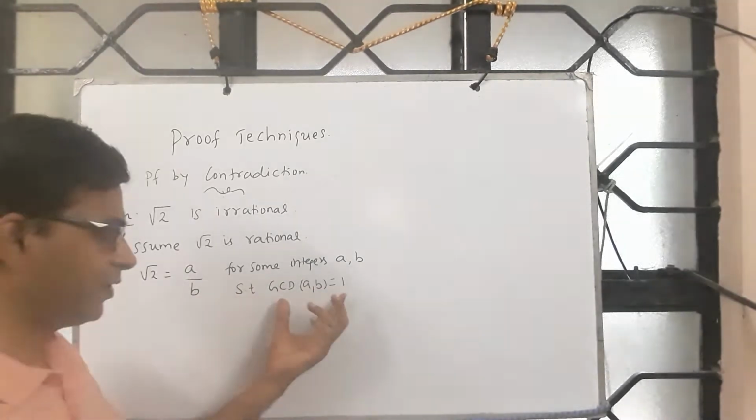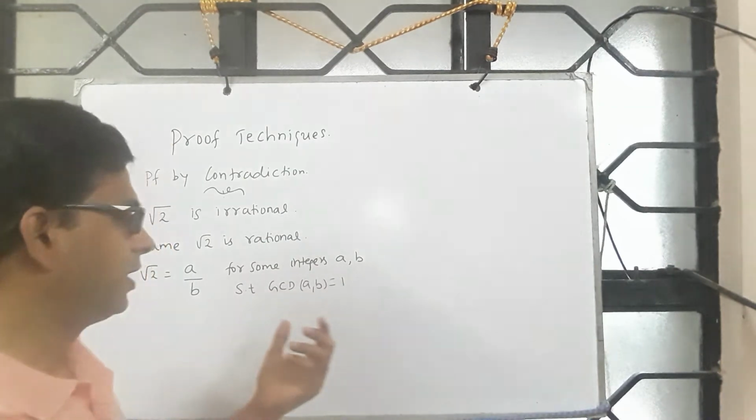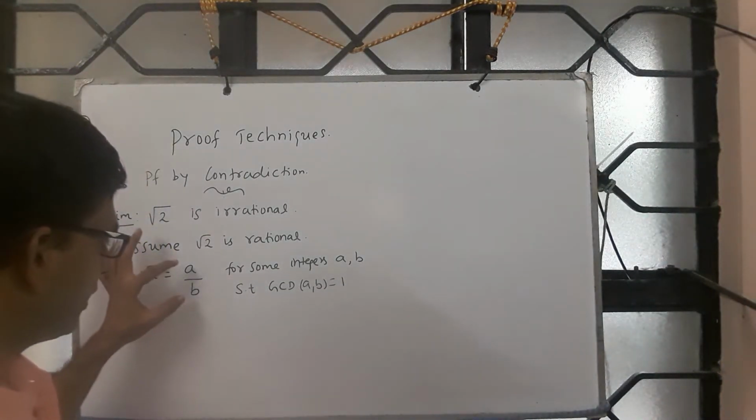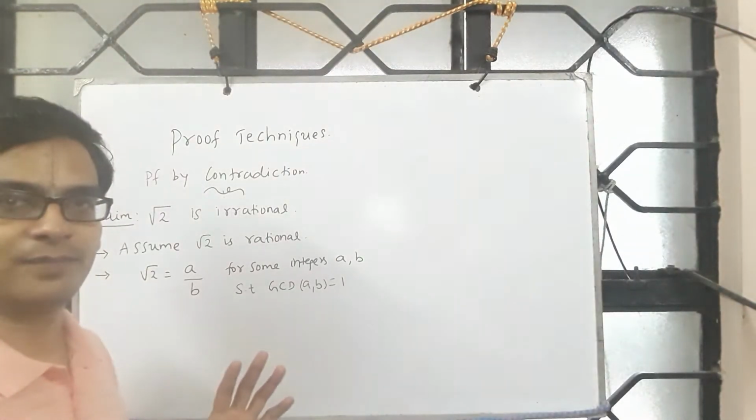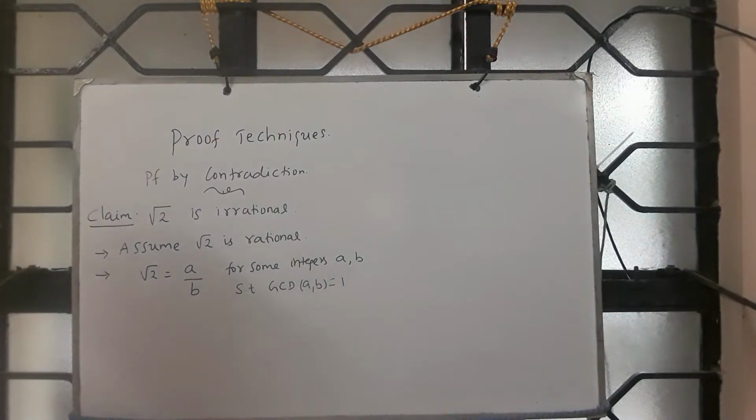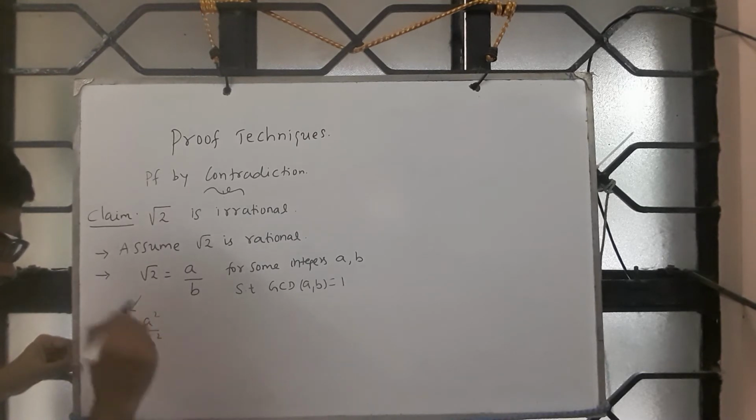Formally, when you say GCD of a comma b is 1, it is equivalent to saying you write a comma b in such a way that it cannot be simplified any further. Okay, that's all we say. And it's a rational number, so it can be expressed in this form, but while writing, you write it in the simplified form. We will see what advantage we get because of this statement. So now what we do, we square on both sides. From this, I'll get 2 equals a square by b square.